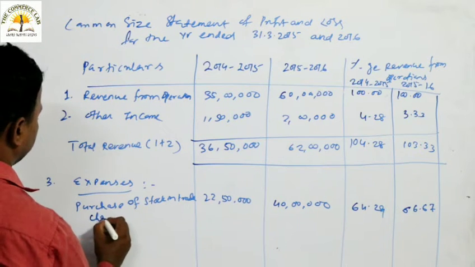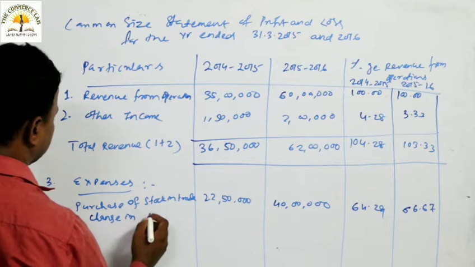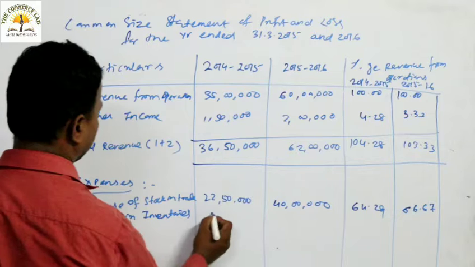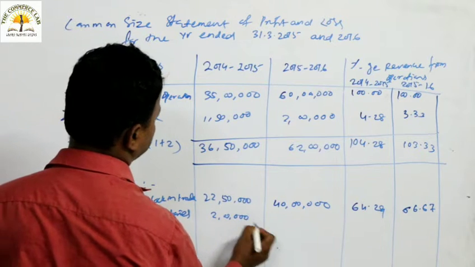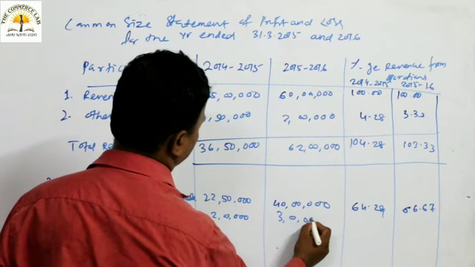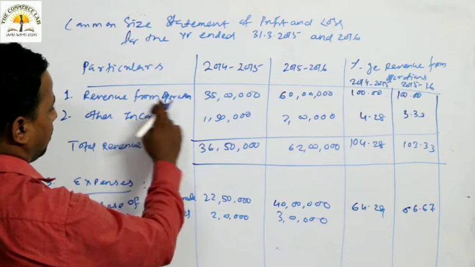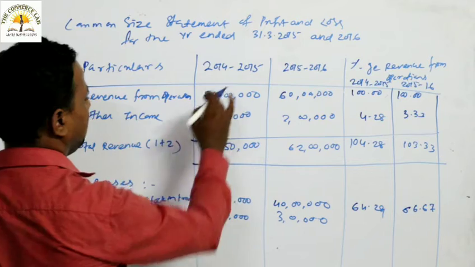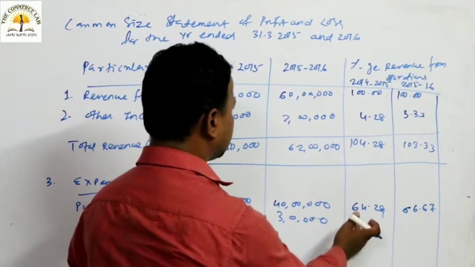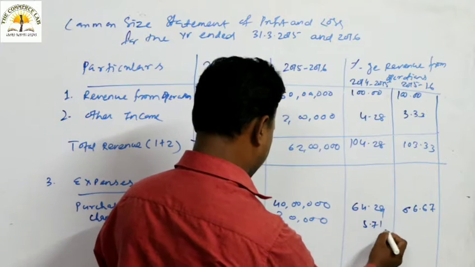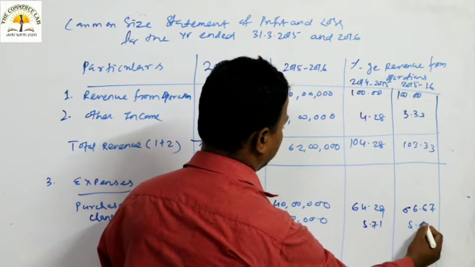Thereafter, change in inventory. This is also an expenditure or expense. Change in inventories. So 2 lakh for the previous year, and for the current year how much? 3 lakh. So how much is it from the revenue from operation? That is 2 lakh by 35 lakh. Then the percentage is coming to around 5.71. Next one is coming 5.00.